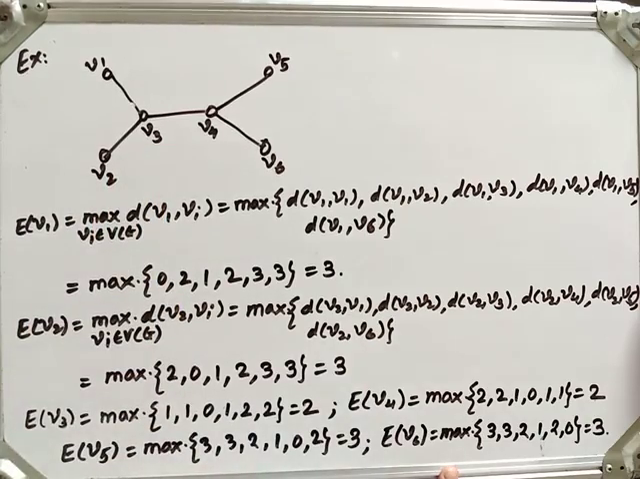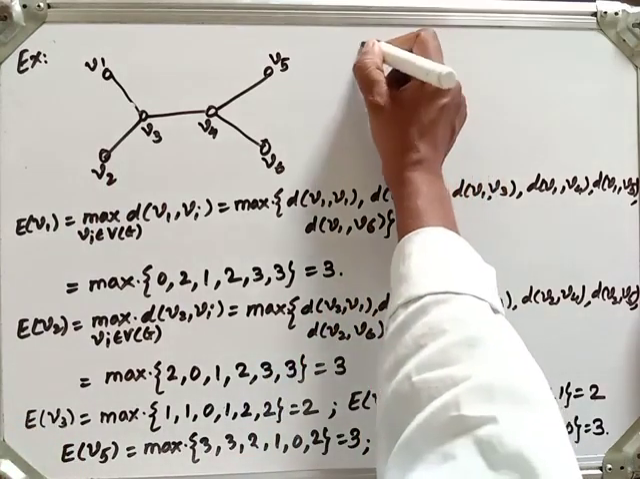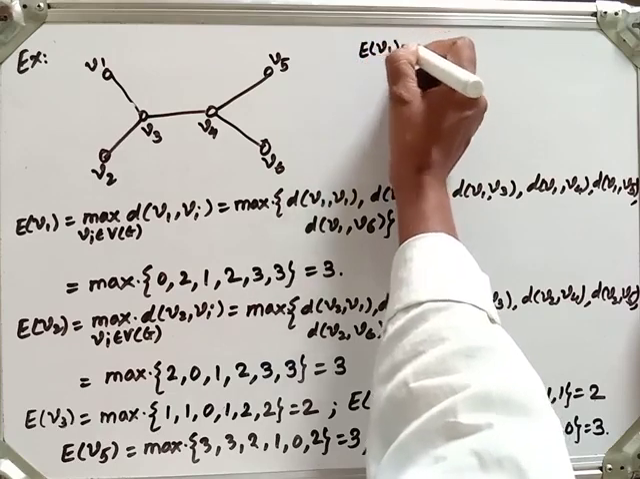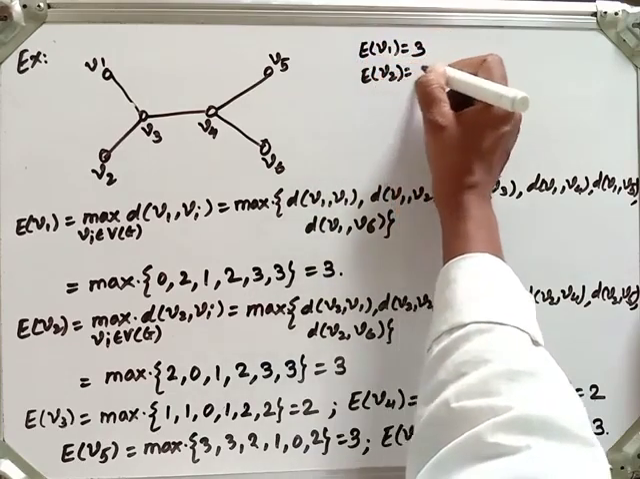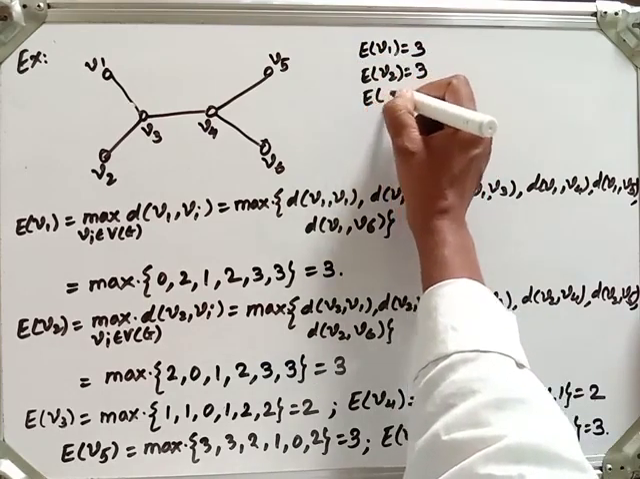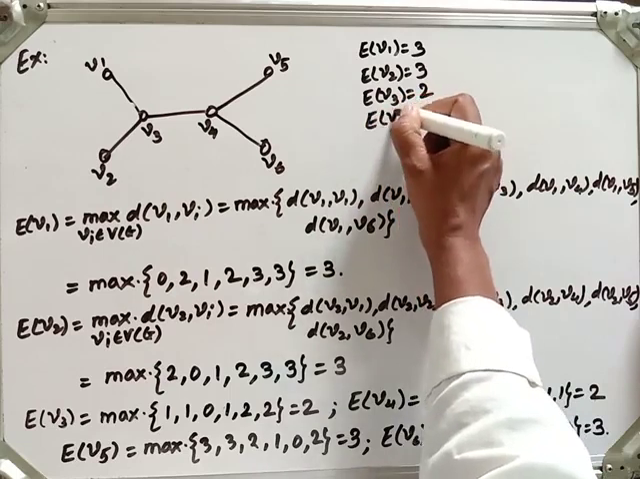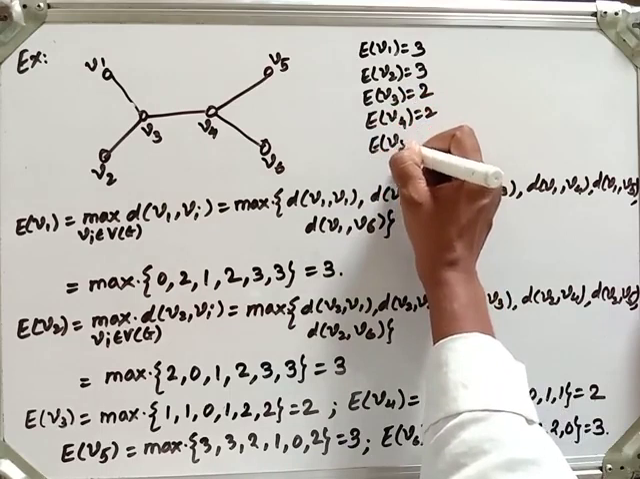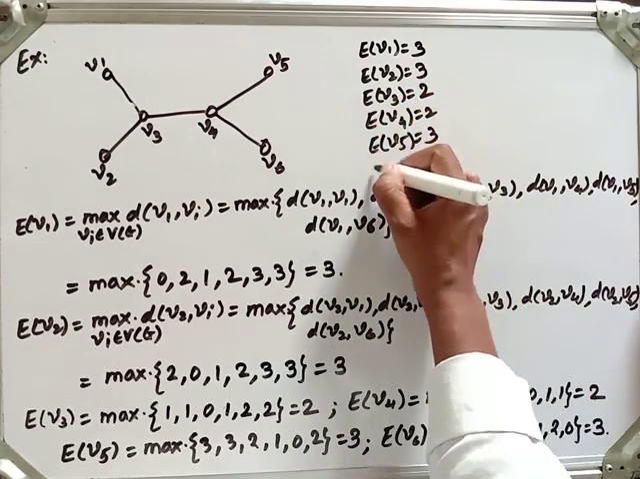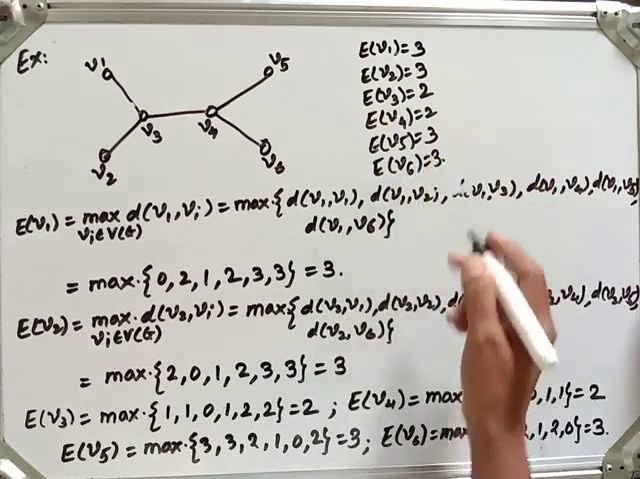Right? So now what do we have to determine? We have to determine the center. Now if we look at all the eccentricities, let me write them here. Eccentricity of V1 is 3. Eccentricity of V2 is 3, right? Eccentricity of V3 is 2. Eccentricity of V4 is also 2. Eccentricity of V5 is again 3. And eccentricity of V6 is again 3, as we have seen here.